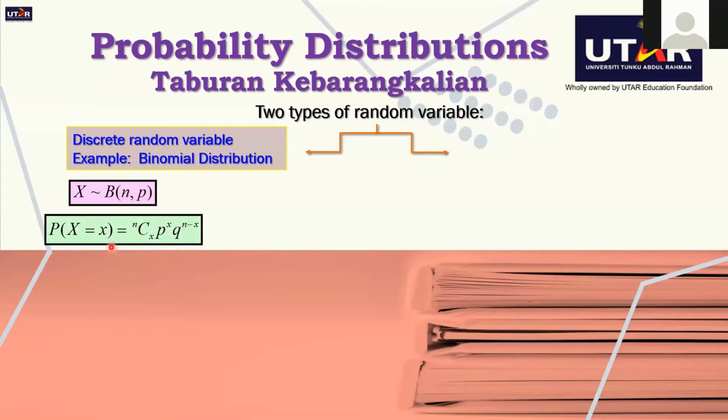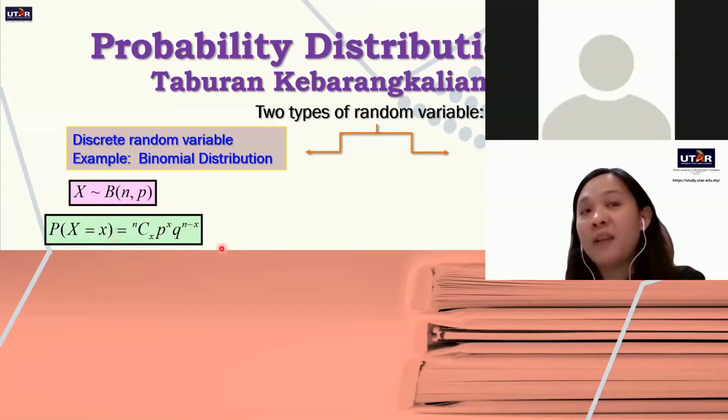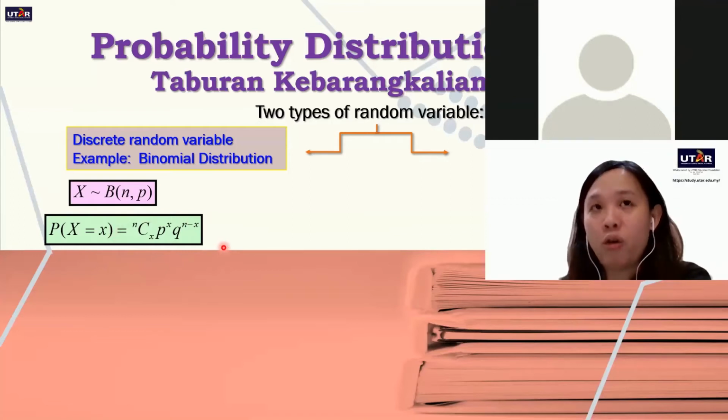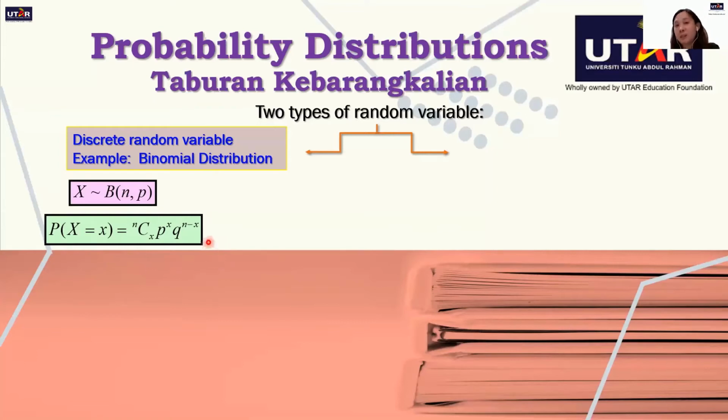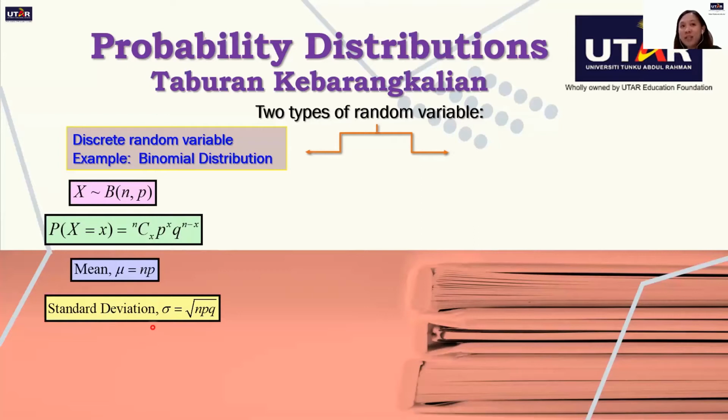Then we have the formula to find the probability in binomial distributions. The formula list will be given in your booklet, together with your question paper, so you don't need to memorize it, but you have to understand how to solve questions according to the formulas. Then we have the mean of the distribution, taking n multiplied by p only. And then we have the standard deviation, taking n multiplied by p multiplied by q.